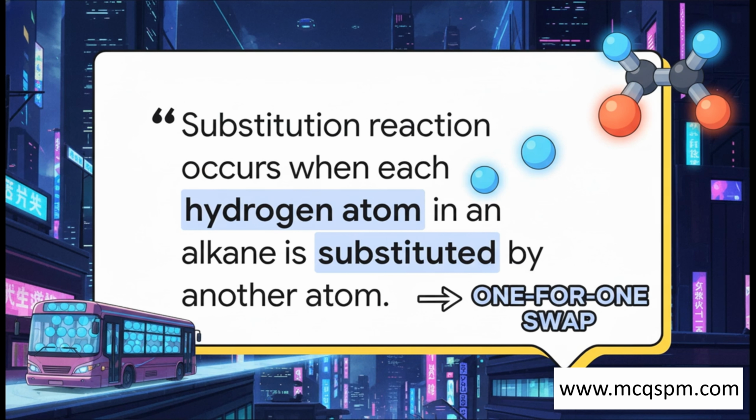Remember our alkane bus? It's jam-packed. So if someone new wants to get on, what has to happen? Exactly. Someone else has to get off. One of the hydrogen atoms has to leave so a new atom can take its place. We call this a substitution reaction. It's a simple one-for-one swap.